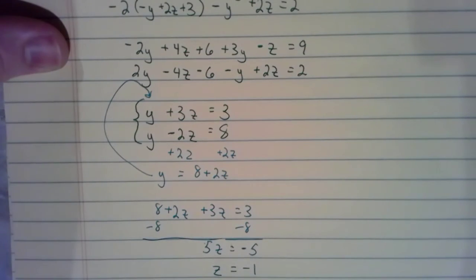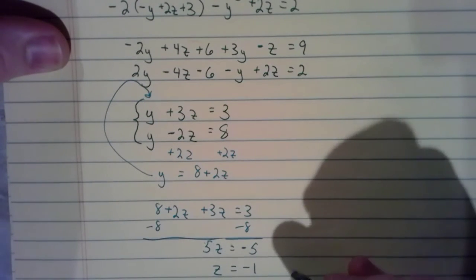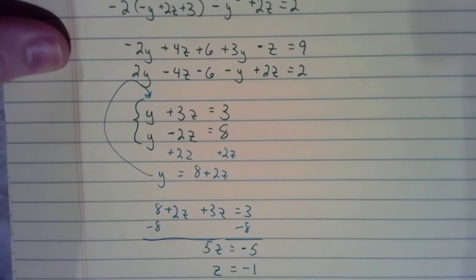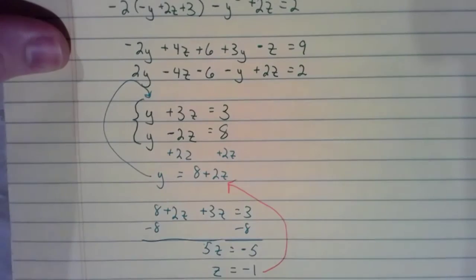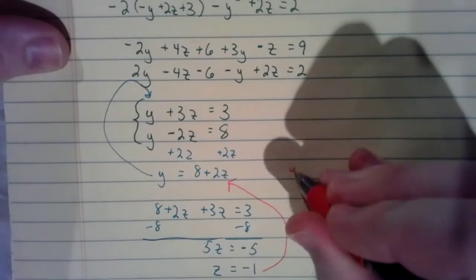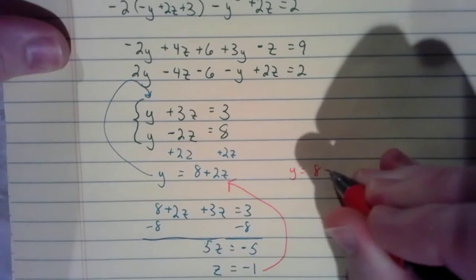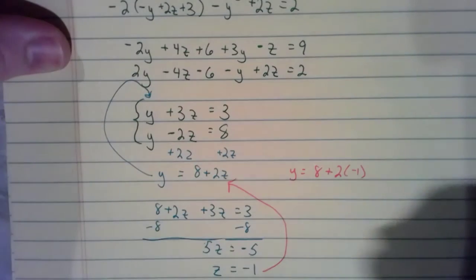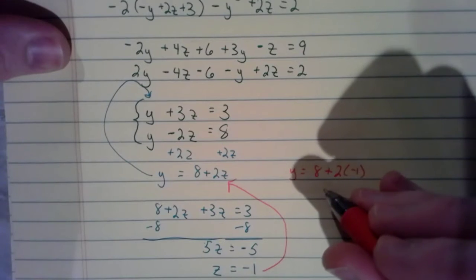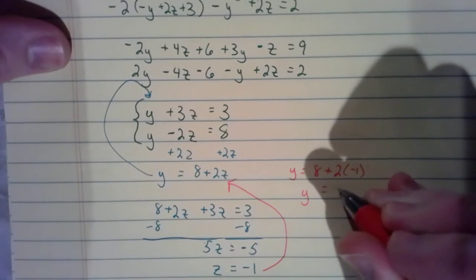Wow, what a lot of work. But now I can go back and plug this in. I'm going to plug this same thing in here and find out what y equals. So y equals 8 plus 2 times negative 1. 2 times negative 1 is negative 2. So I get 8 minus 2, so y equals 6.